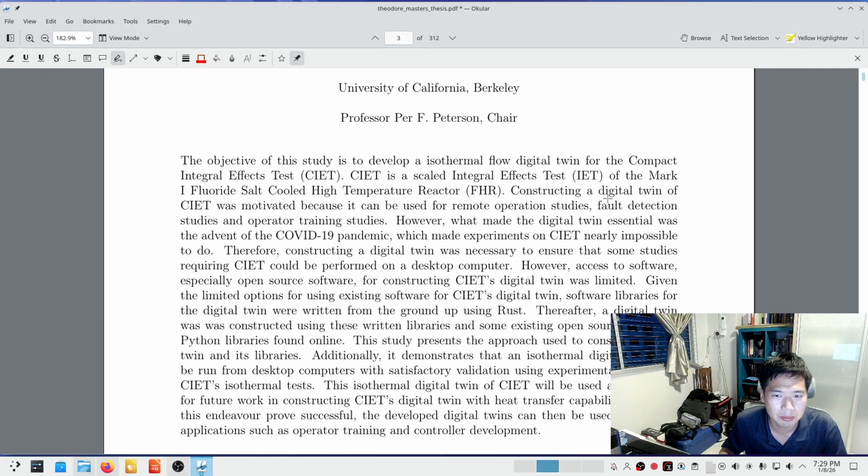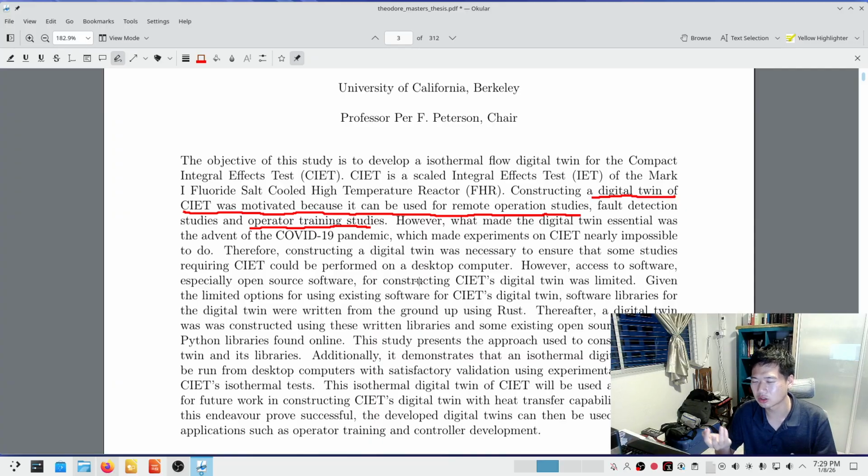I went through the bits earlier, and I was justifying why I was constructing this real-time simulation or digital twin. This digital twin of CIET was motivated because it can be used for a lot of things like remote operation studies, fault detection studies, operator training studies. If you had a simulation, you can actually train people on it if your simulation is realistic enough.